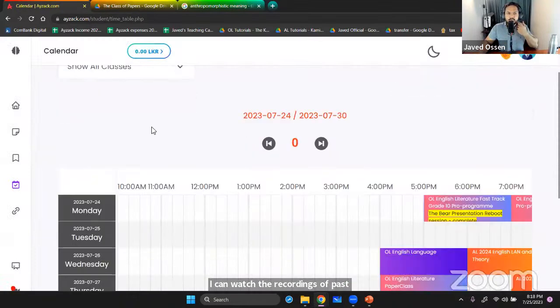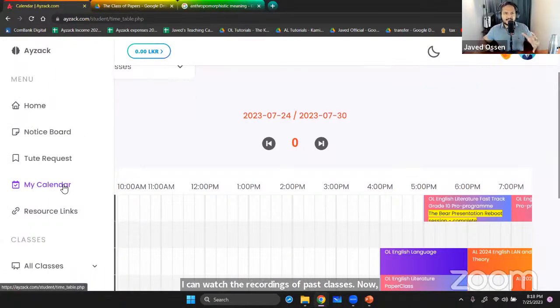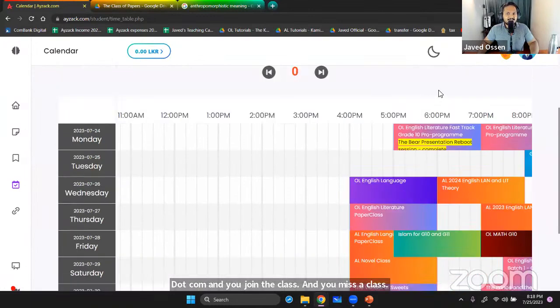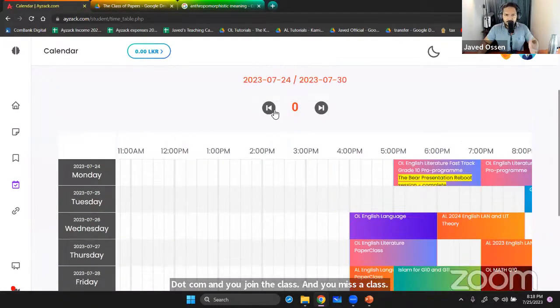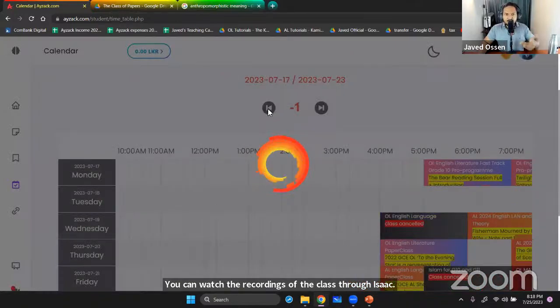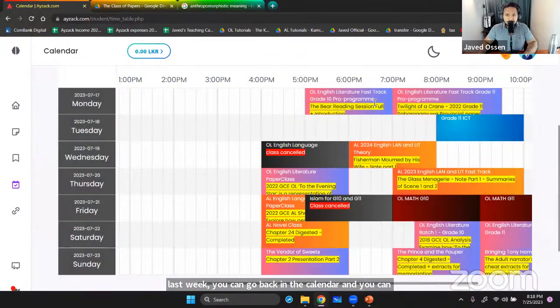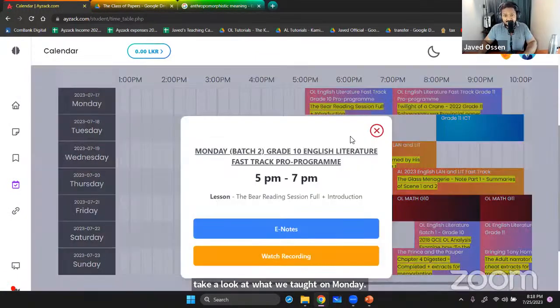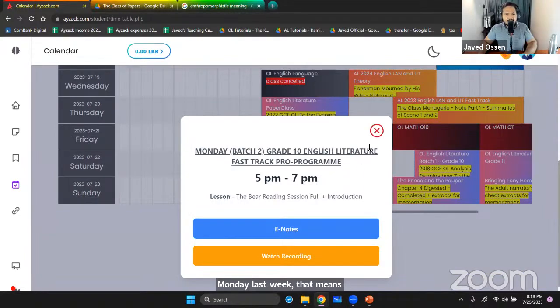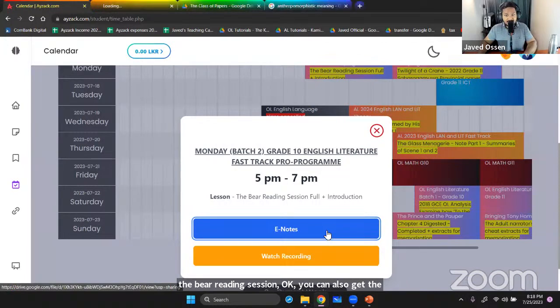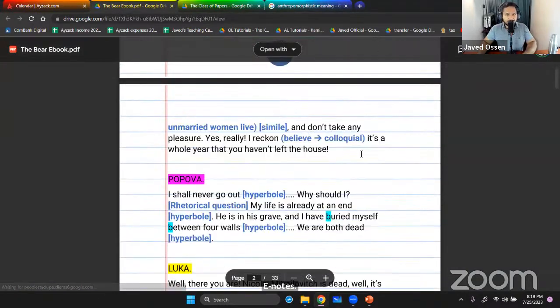For example, under this calendar feature, once you pay through Isaac.com and join the class, and you miss a class, you can watch the recordings of that class through Isaac.com under the calendar. If you ask me what I taught last week, you can go back in the calendar and take a look at what we taught on Monday. Monday last week, the 17th, we taught the bear reading session, okay? You can also get the tutorials and the e-notes through the tile by clicking on e-notes. Here's the e-note, by the way. We have a note for the bear, very basic.